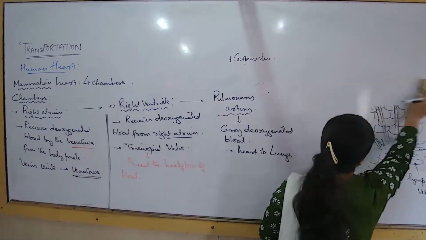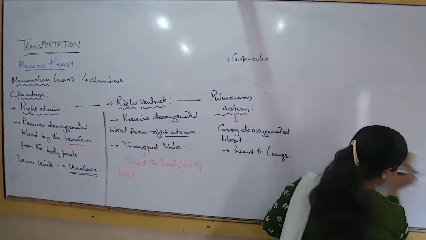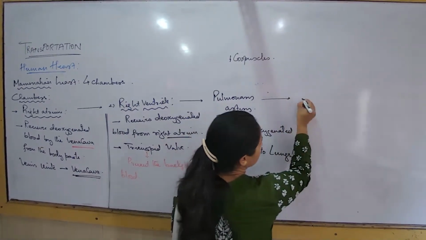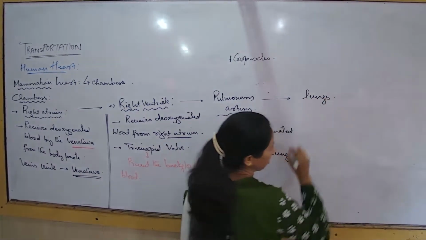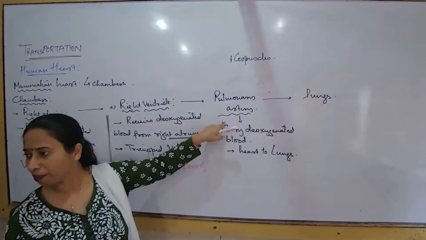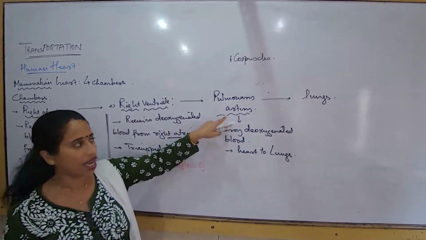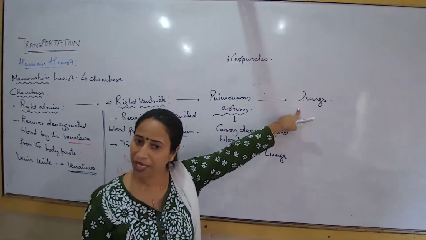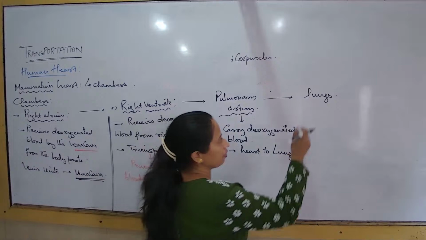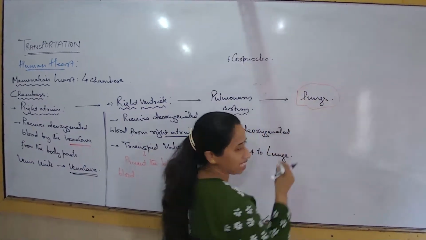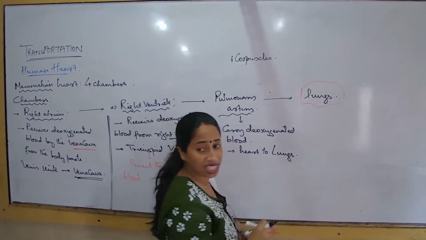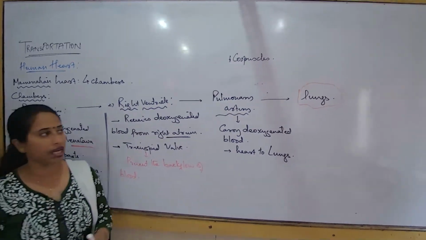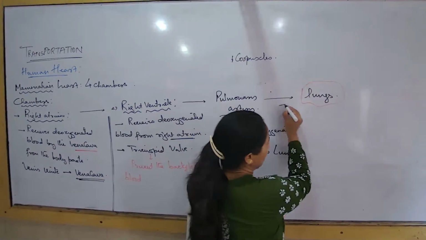Do you remember the concept of gaseous exchange that we have studied? Now the pulmonary artery will break up into a large number of arteries, supplying blood to the lungs. The function of these lungs would be to supply oxygen, the same thing that we had studied earlier.